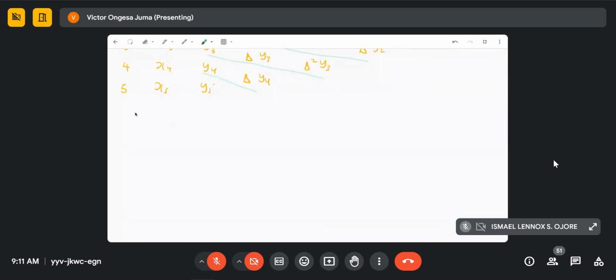So come up with a difference table for the following.